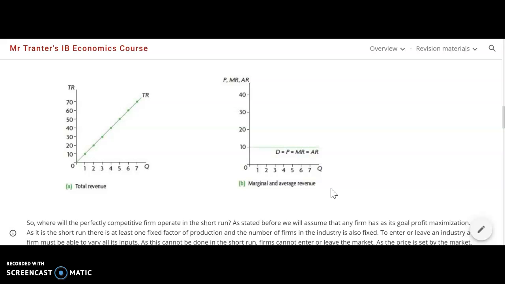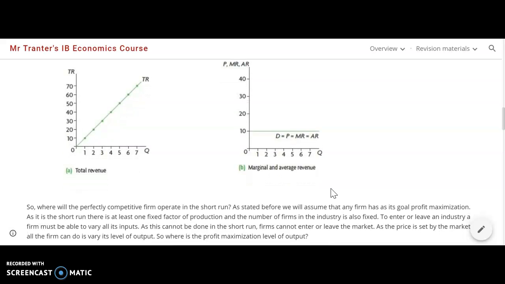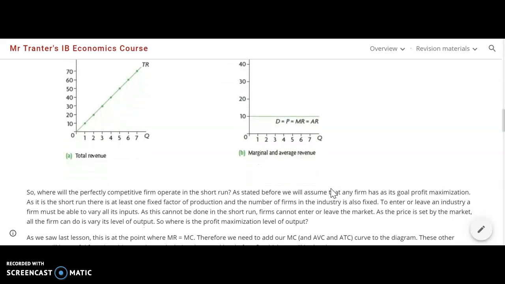So the question we have to ask then is, in the short run, where will the perfectly competitive firm operate? So today we're just interested in the short run. We'll go on to the long run next lesson. Today, just the short run. Unless we are told otherwise, we are always going to assume that the firm will operate at the point of profit maximization.